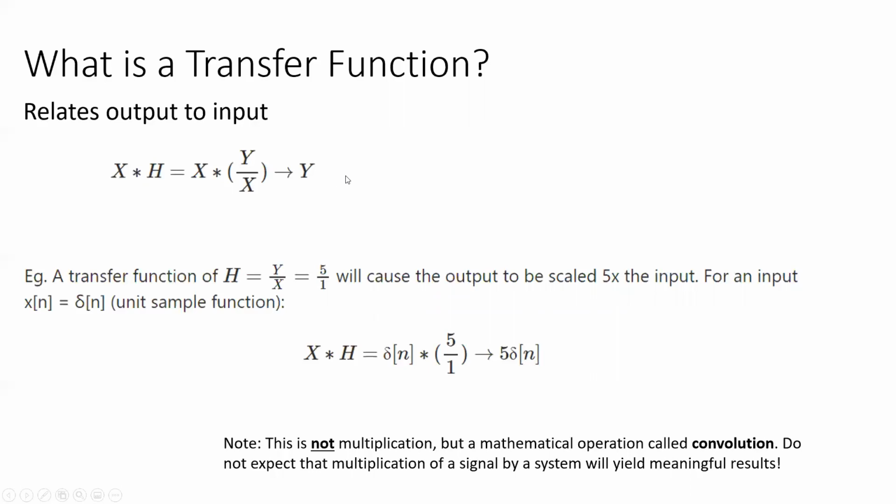For example, if you have a transfer function with y over x of 5 to 1, that means your output is going to be 5 times whatever your input is. So the multiplication analogy works here, but it doesn't work for more complex stuff. Anyway, if you have an input that is just your unit sample function, then you convolve your impulse function with your transfer function, and due to linearity, it's just 5 times that. But it's not multiplication, it's convolution.